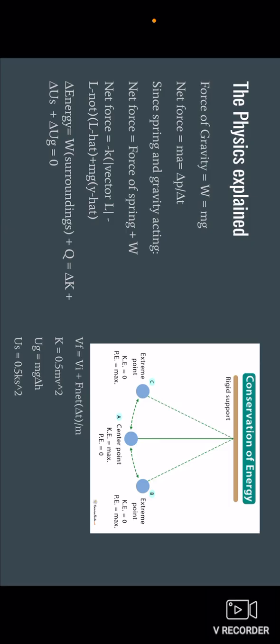And so the change in energy here is just the work done by the surroundings plus Q. And since there's no Q that we're going to be accounting for, we're just looking at the work done, which is just the change in kinetic energy plus the potential energy of the spring and the potential energy of gravity, which all equals 0 because there's no change in energy. And there's some other formulas right here for K, U_G, and U_S.